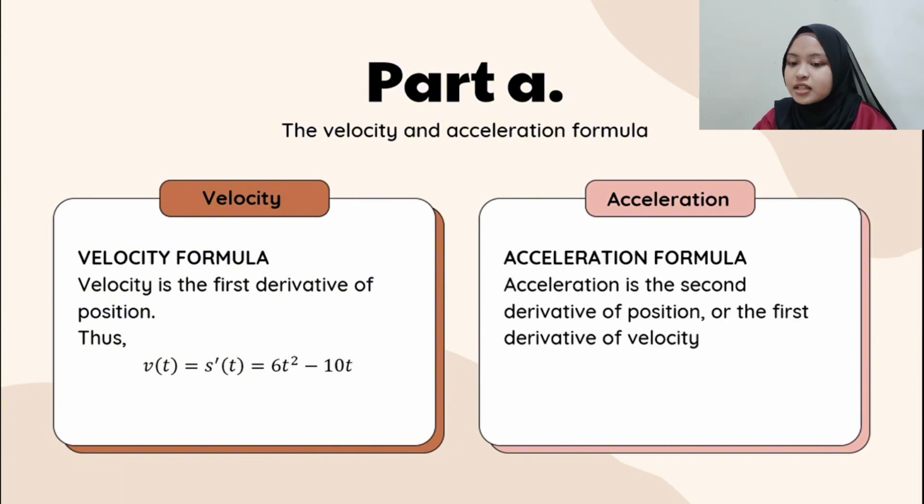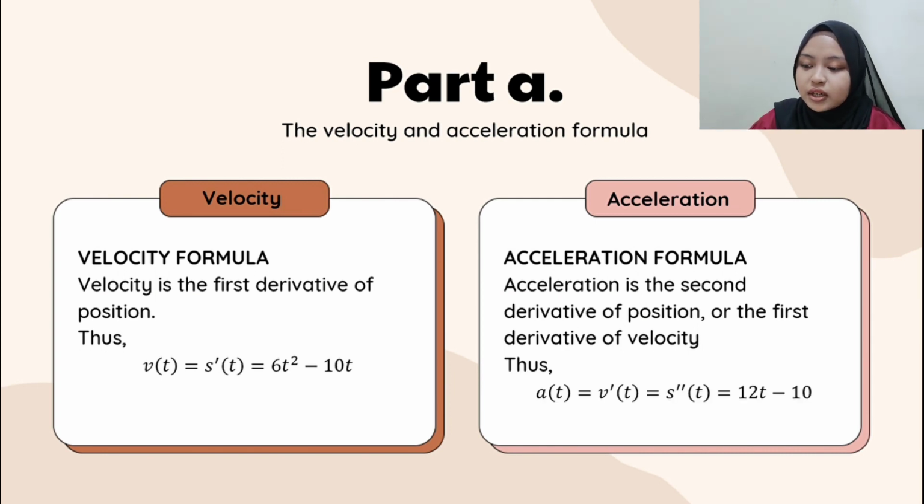Next is the acceleration formula, where acceleration is the second derivative of position, or the first derivative of velocity. We got the first derivative of position as 6t^2 - 10t, so the acceleration formula, the second derivative of the position, is 12t - 10.